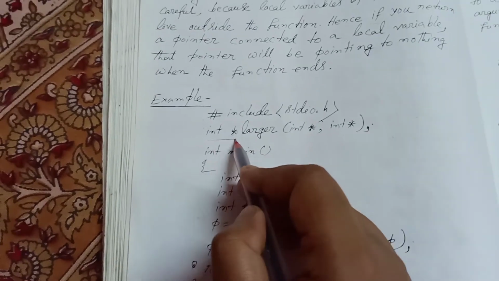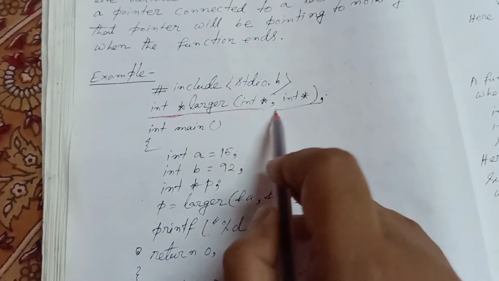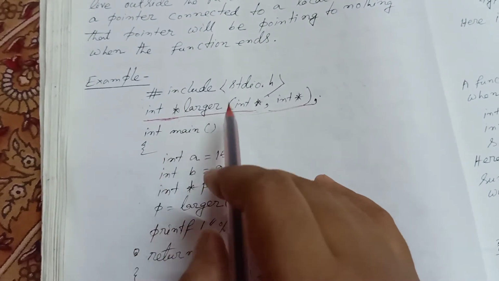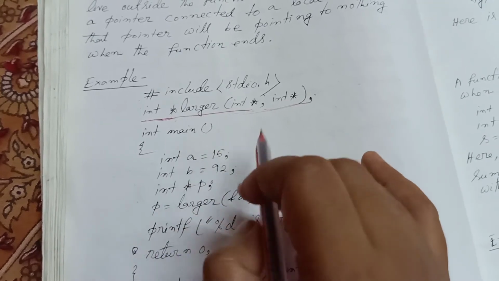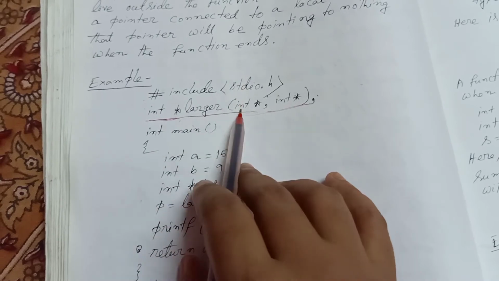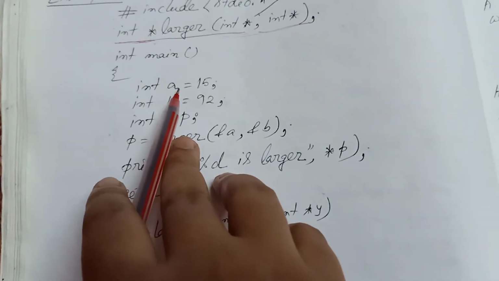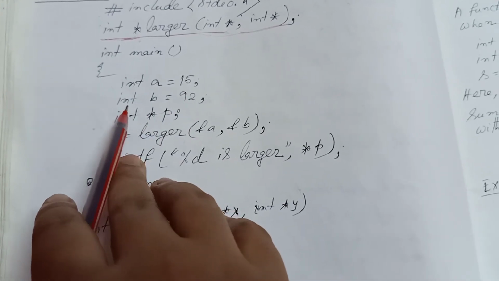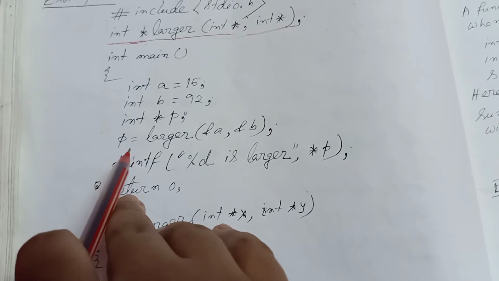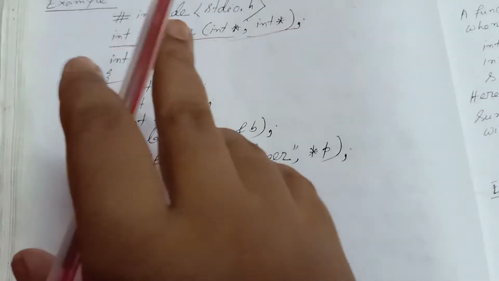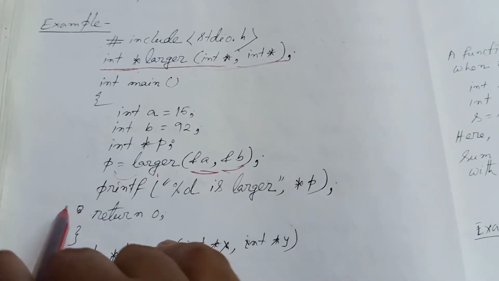Now, look at this. int *larger with the parameters as int pointers. That means here when we are declaring the function name, if we use the pointer operator before that, then this declared function must return a pointer based on the parameter values used in the main function. Now int main starts, int a equal to 15, we are taking int b equal to 92. Now int *p we declare. So with p we can call the function larger with &a and &b. That means we are using the addresses of a and b.